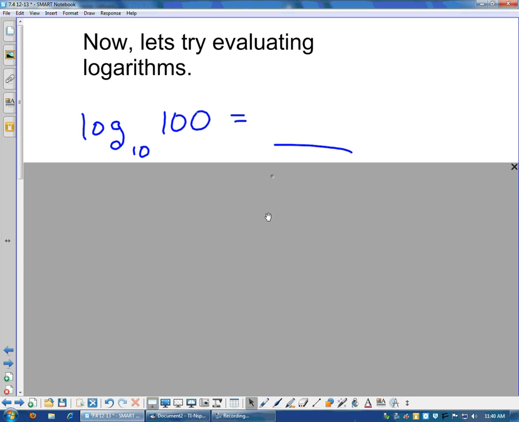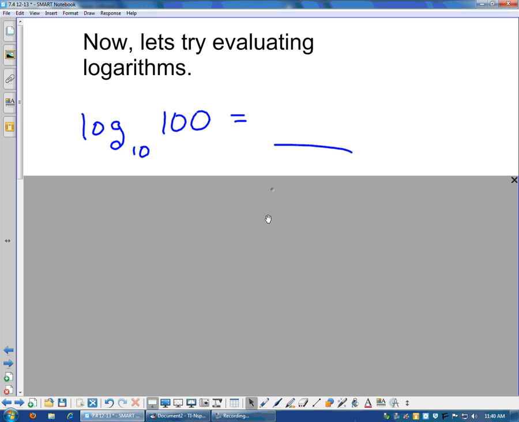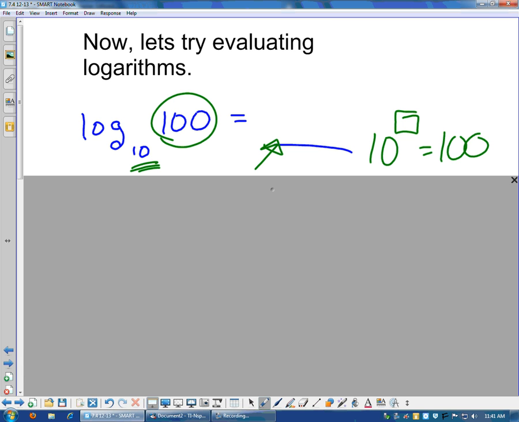Let's try this one. Log to the base 10 of 100. What this means is 10 raised to what power is equal to 100. That's the translation of this. This says 10 raised to what power is going to give us 100. Well, what's that going to be? 2. 10 squared is equal to 100, so our answer to this one is 2.